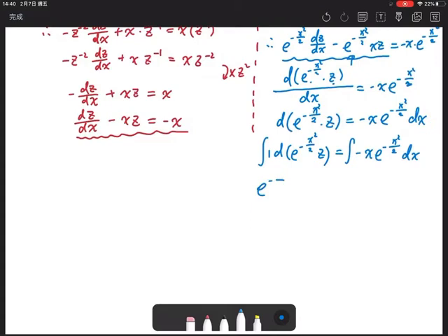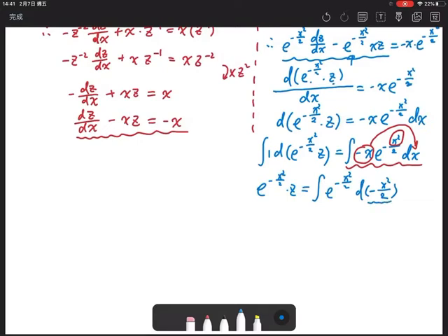The left hand side is very simple: it is just e to the power of negative x squared over 2 times z. The right hand side is not integration by parts, because here it is x squared. So how to do it? We can move x into d, and then it will be very simple. Move negative x in, so it is e to the power of negative x squared over 2 d of negative x squared over 2, since d of negative x squared over 2 is just negative x.